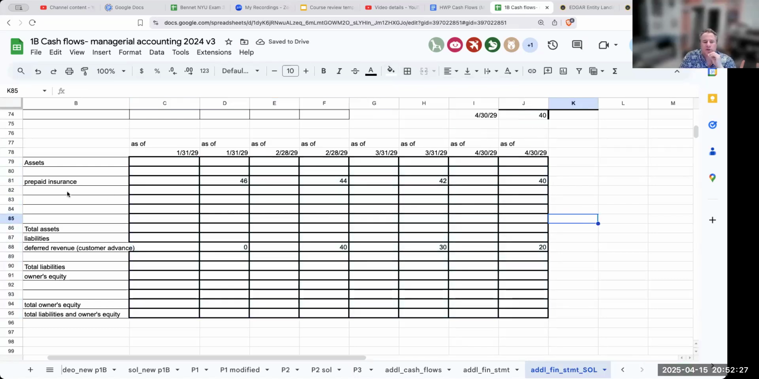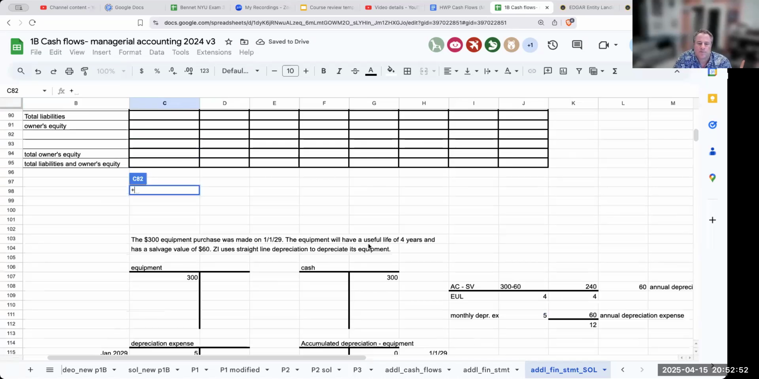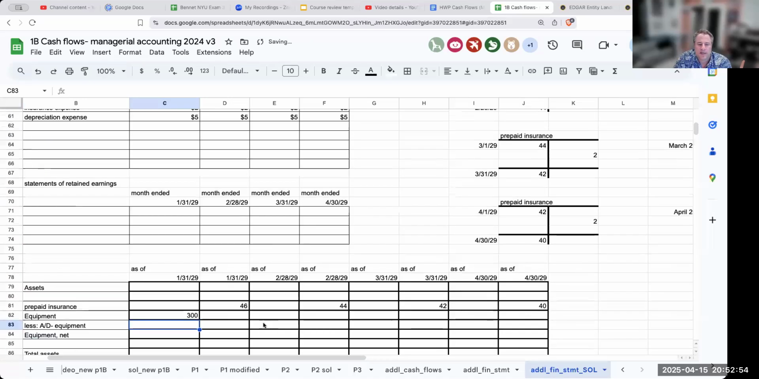So what I like to do when I'm showing equipment is, by the way, you don't have to worry about this in terms of being a classified or unclassified balance sheet. You're going to have equipment less accumulated depreciation on the equipment, which gives you equipment net of the accumulated depreciation. So over here, my equipment balance is always going to be at 300.